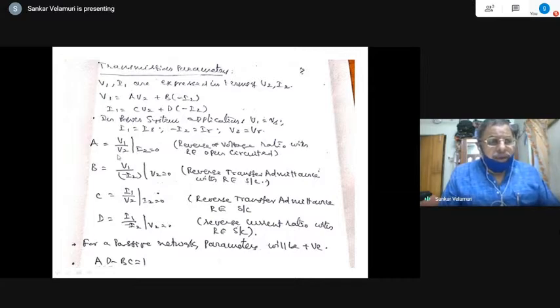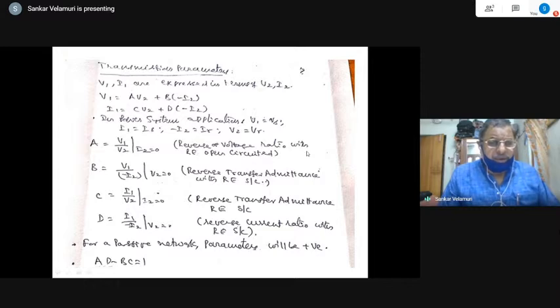Now, what is the definition of A? These are called ABCD parameters. V1 and I1 are the port 1 voltage and current, the input voltage and input current. Port 2 has the output voltage and output current. A is equal to V1 by V2. In some texts it is called the voltage ratio, and in some textbooks the reverse voltage ratio. What is the reverse voltage ratio? Generally the ratio is taken as output by input voltage, that is V2 by V1, so the reciprocal is taken here by notation only.